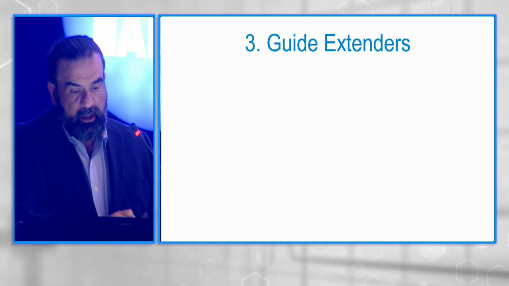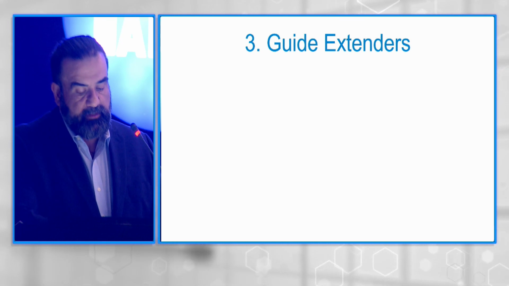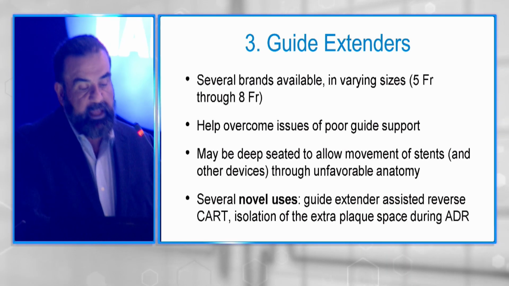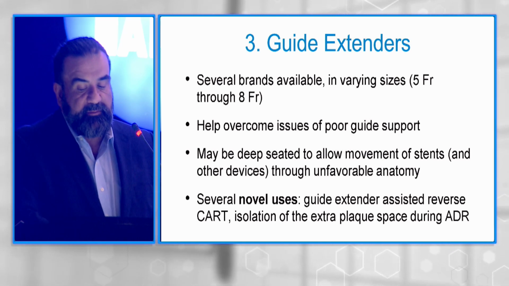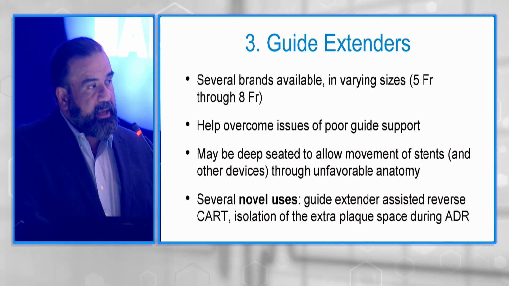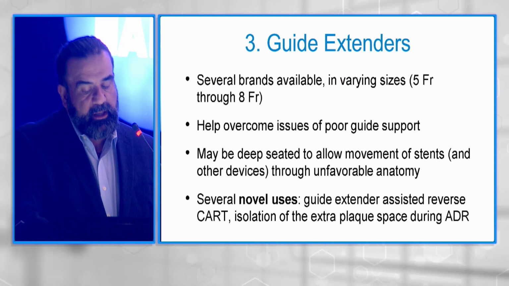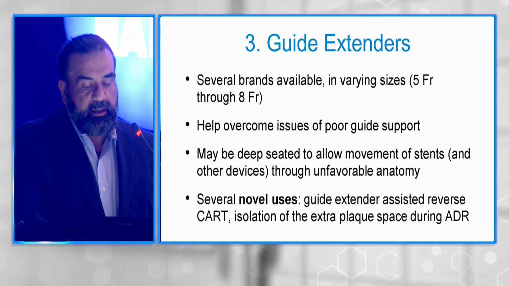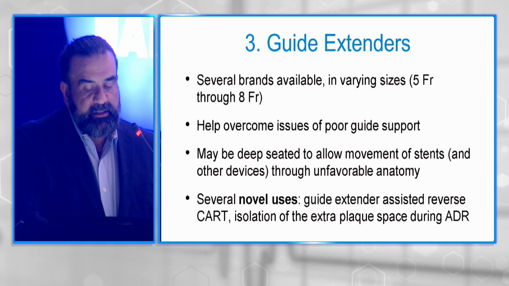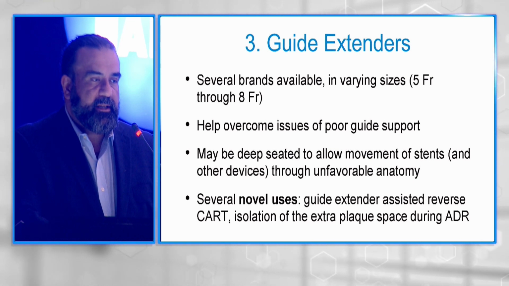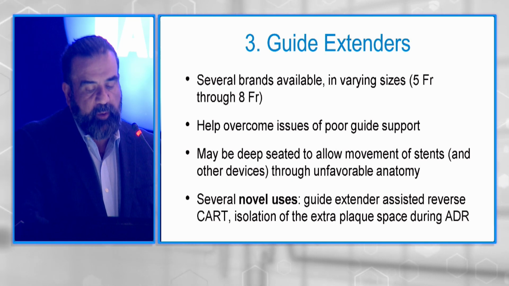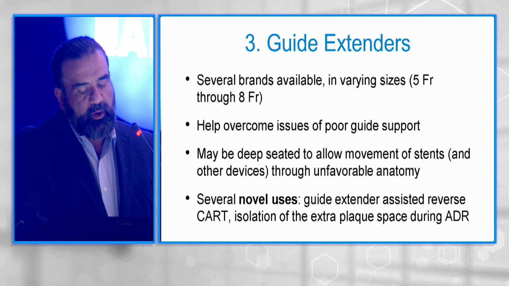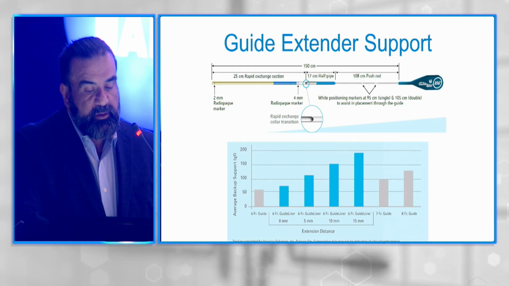All right, moving along. Guide extenders, this is to build support. Again, support is key for a lot of these CTO cases. Several brands are available in varying sizes, 5 French to 8 French. Now many of them come with a hydrophilic coating, which makes them more deliverable. These help you overcome issues of poor guide support. Having said that, you can also do different things by deep seating the catheter, such as excluding hematomas or keeping hematomas from forming, and allowing stents to go through fairly tortuous anatomy. And there are several novel uses.